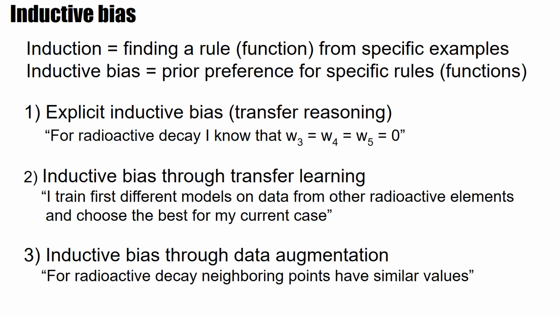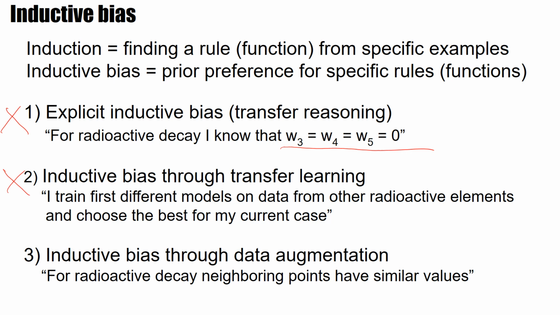So, induction in general is finding a rule, which means a function, from specific examples, and the inductive bias is a prior preference for specific rules, for specific functions. And this can be in a form of an explicit inductive bias. I know that for radioactive decay, it should be an exponential, so the other three parameters must be 0. Or it could be an inductive bias through transfer learning.